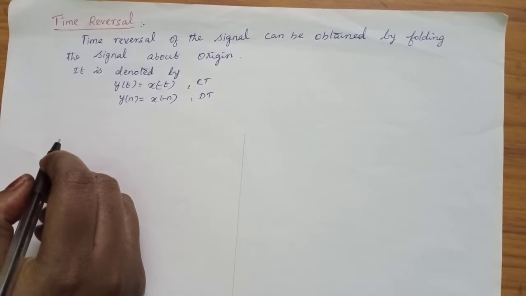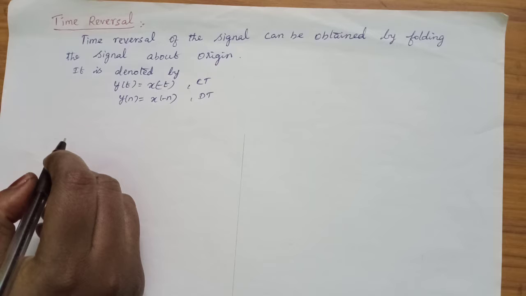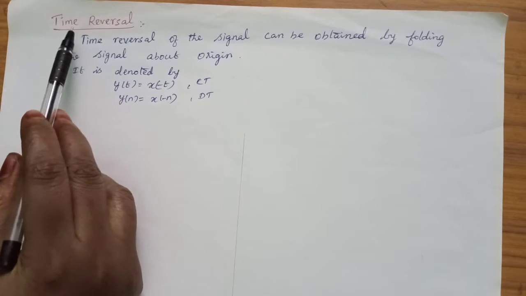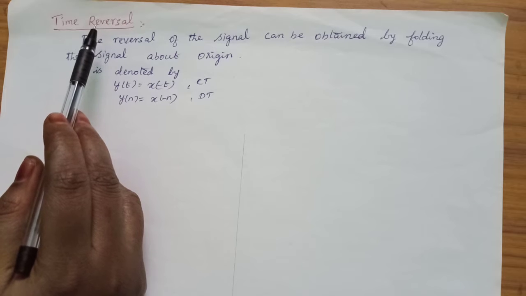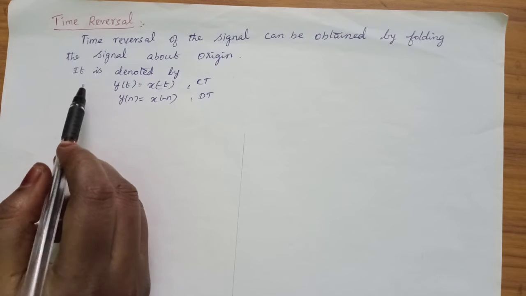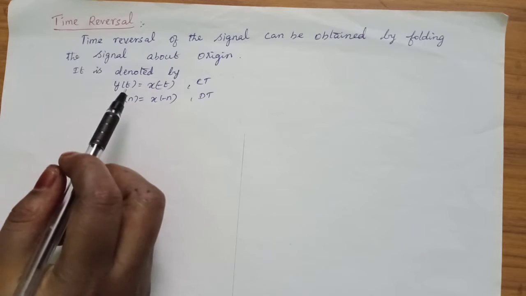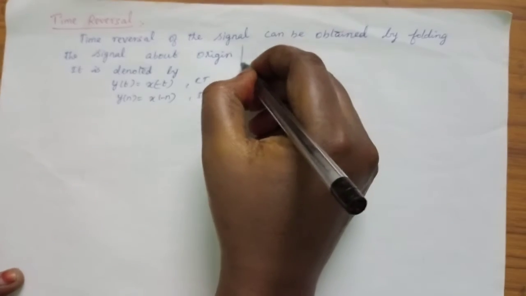Good morning, students. In the last class we had seen the amplitude scaling operation. So in this class we will discuss the time reversal operation. As the name indicates, time reversal of the signal can be obtained by folding the signal about the origin or vertical axis, that is the y axis.